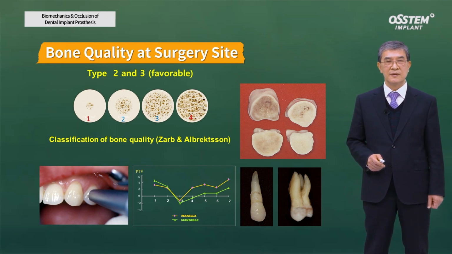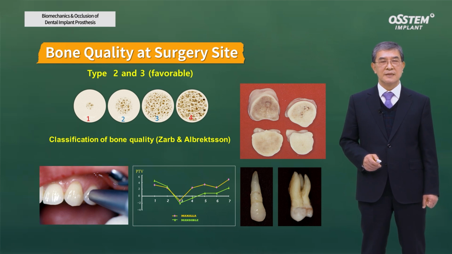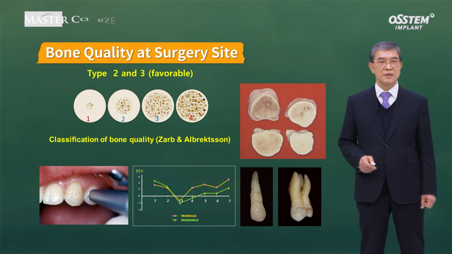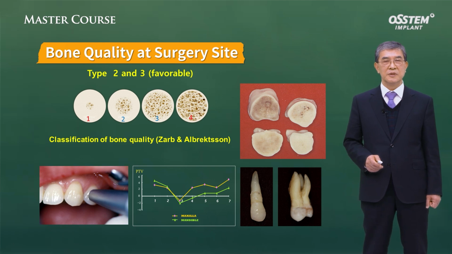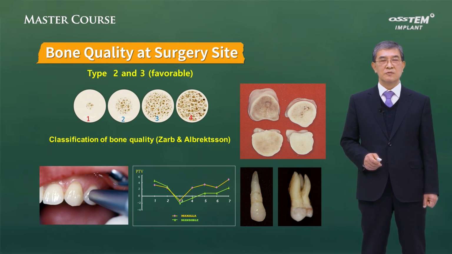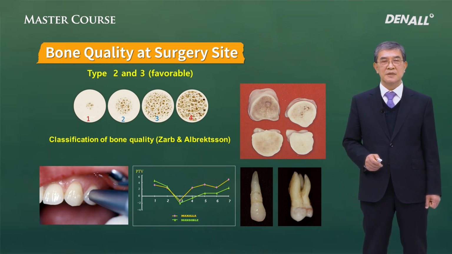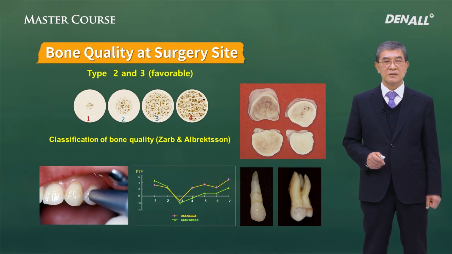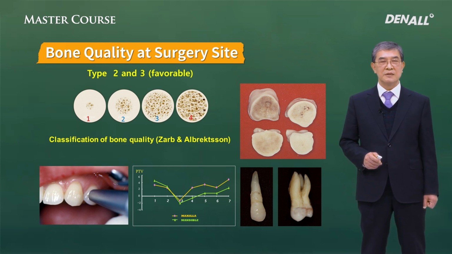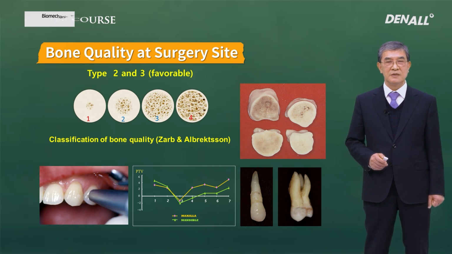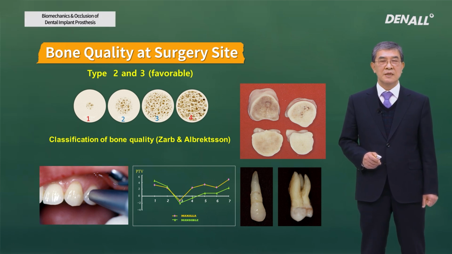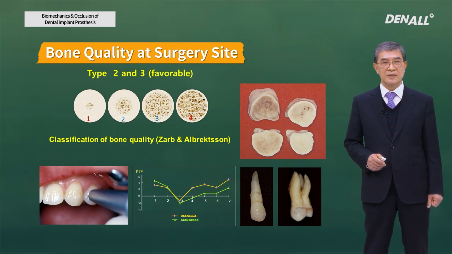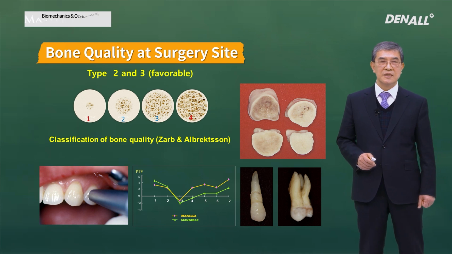So, Zarb and Professor Albrektsson suggested a way to evaluate bone quality, type 1 to 4. They mentioned that type 2 and type 3 show high success rate. What they emphasize is that rather than cortical bone, cancellous bone affects the success rate of implants. There needs to be a lot of vascularization for bone formation, and hence type 2 and 3 are mentioned.